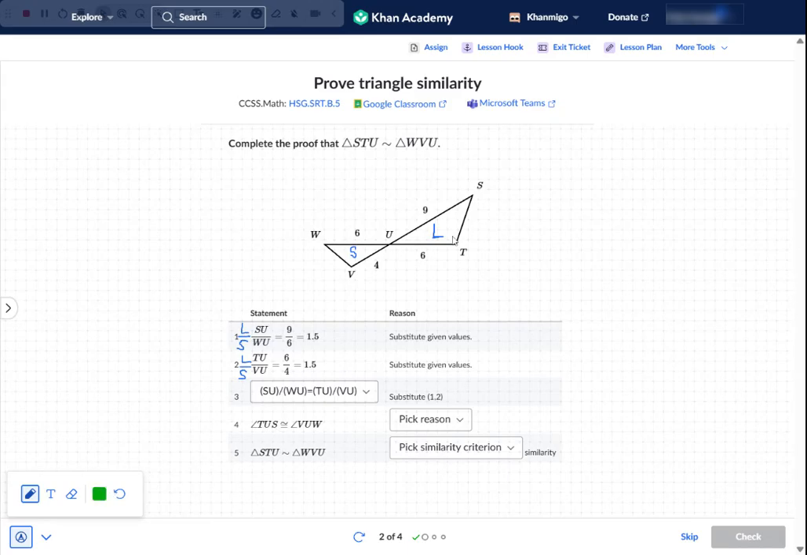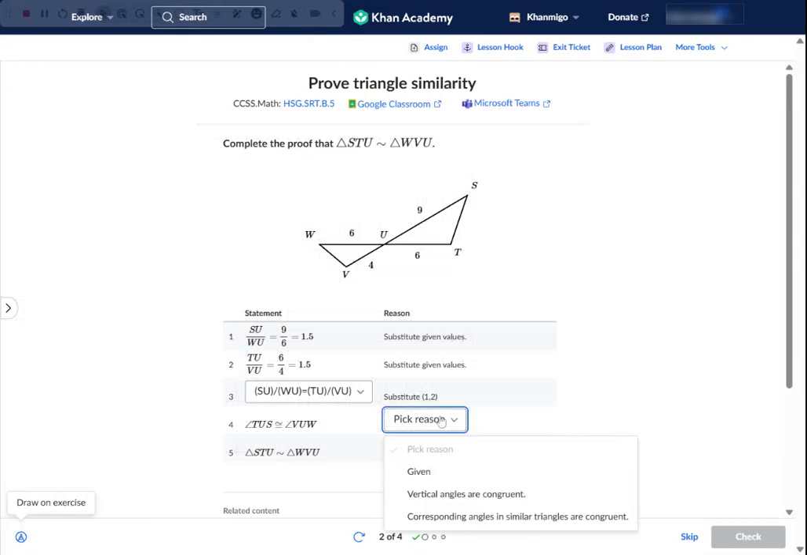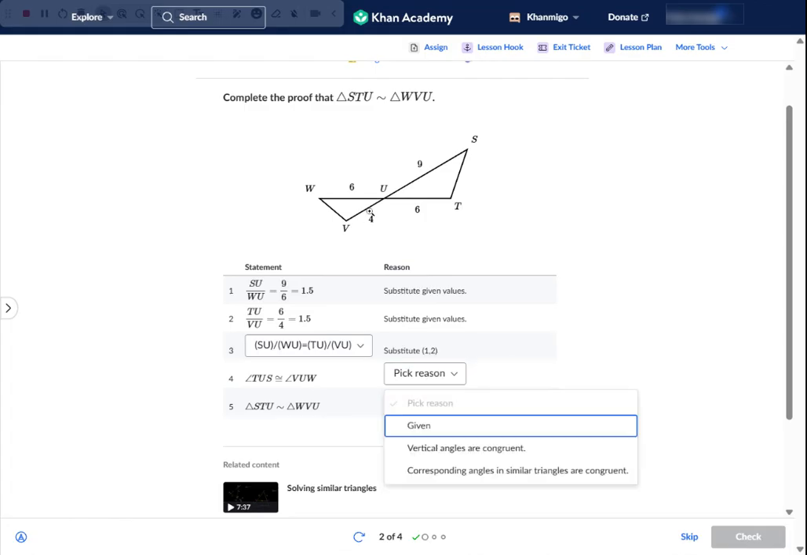And now, next step, step 4, let's see what's happening here. Angle TUS, this angle right here, is congruent to angle VUW, this angle right here. What could our reason be? Let's look at our options. Why could those be congruent? Was that given in the figure? Are they vertical angles? Or are they corresponding angles? Or is it because corresponding angles in similar triangles are congruent?